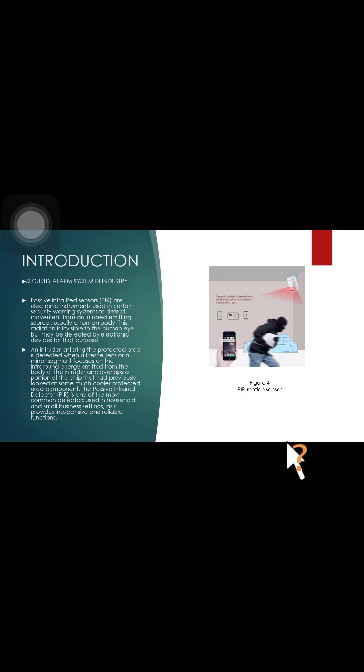Passive infrared sensors (PIR) are electronic instruments used in certain security warning systems to detect movement from an infrared emitting source, usually a human body. An intruder entering the protected area is detected when a Fresnel lens or a mirror segment focuses the infrared energy emitted from the body of the intruder and overlaps a portion of the chip that had previously looked at some much cooler protected area component. The PIR is one of the most common detectors used in household and small business settings as it provides inexpensive and reliable function.